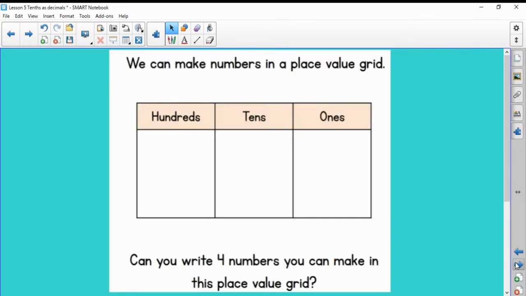Now, let's look at this place value grid. We've used this before, hundreds, tens and ones. Now pause the video while you get a pencil or a pen and some paper and copy down the grid. What I'd like you to do is to write 4 numbers using the place value grid. I know you can do this. Off you go.